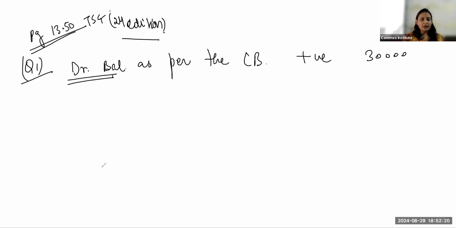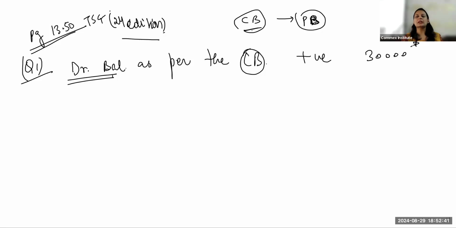ठीक है. अभी क्योंकि मुझे कैश बुक का बैलेंस दे रखा है बच्चों, मुझे पासबुक के बैलेंस तक जाना होगा. नहीं, वो क्रेडिट बैलेंस होगा, जो डेबिट बैलेंस होगा अपने आप आंसर में आ जाएगा. But what I'm trying to tell you, if cash book balance is given to me, I have to reach the passbook ka balance. So this is my starting point. 30,000 is my starting point. Now what happened? Number 1, checks deposited but not cleared.